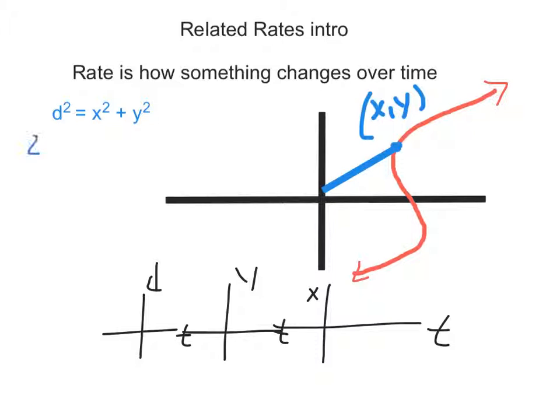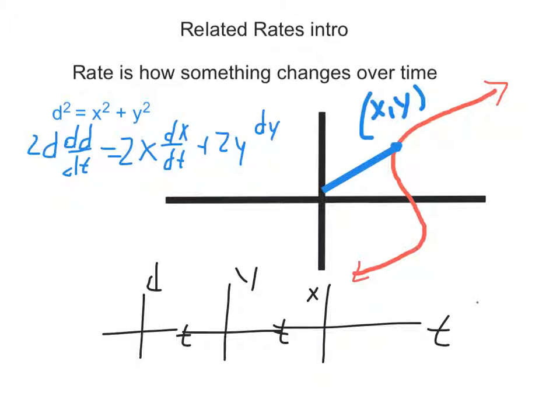So this becomes 2d, and then we're taking the derivative of d as the variable with respect to time. That will equal 2x, times the derivative of x with respect to time, plus 2y, times the derivative of y with respect to time. And what we now have is an equation that relates all three rates. So we know that you have to know the x, the y, and the d, and their rates to get the other ones.